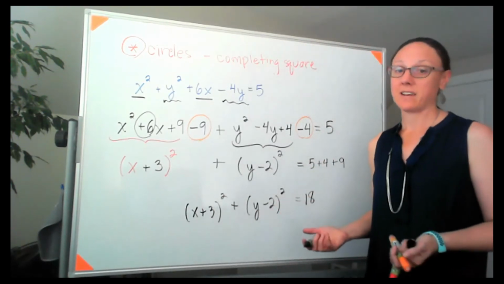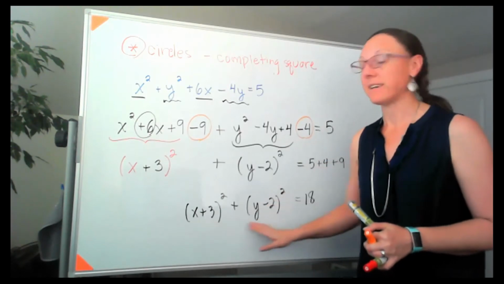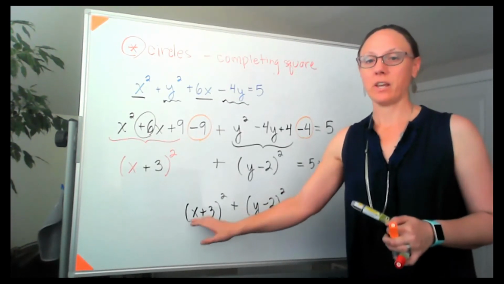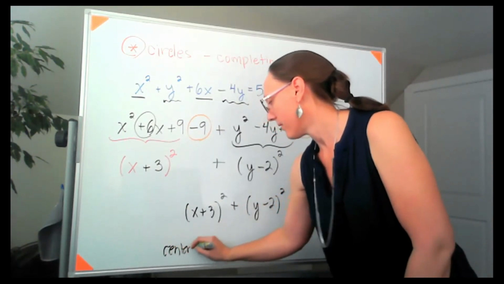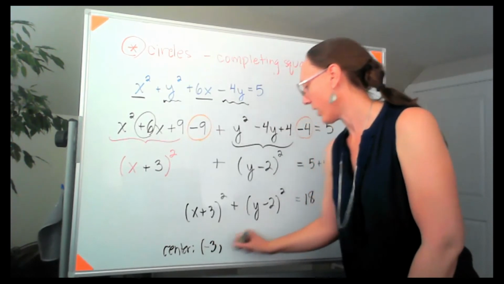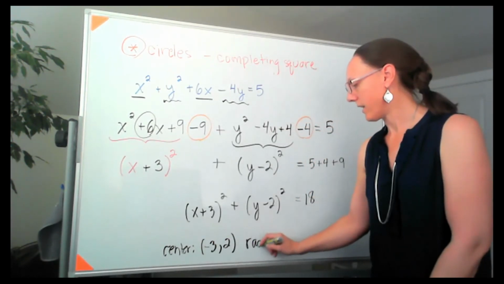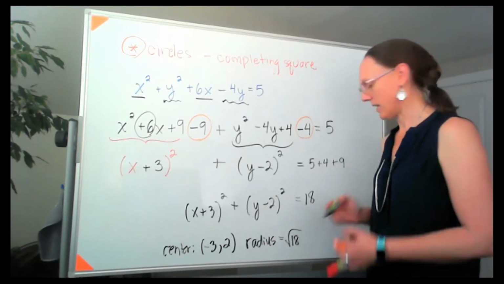So now if I was asked for the center and the radius, the center is coming from whatever makes each of these equal to 0. So I would need to plug in -3 to make that go to 0. So my center would be at -3, and then my y value would need to be 2. And the radius would equal the square root of 18.